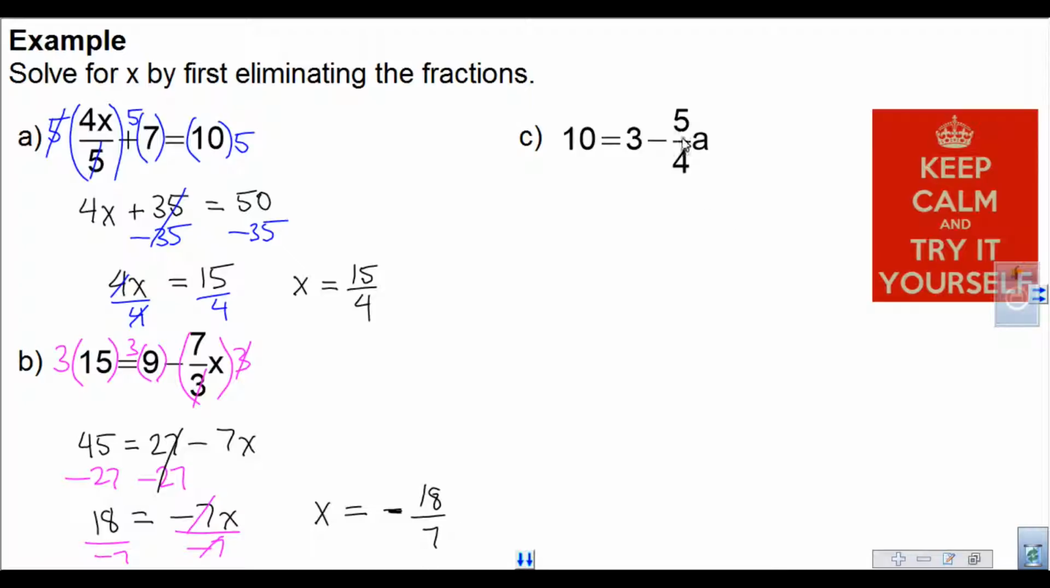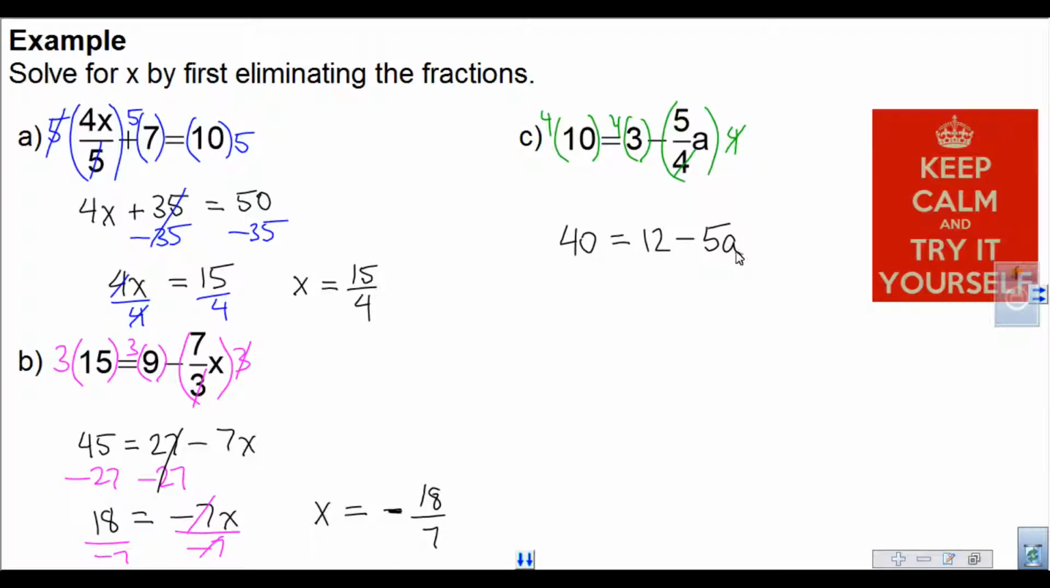Okay, so the 4 is the denominator, so we're going to multiply everything by 4 so we can get rid of it. Right? This 4 and this 4 will divide out. Okay, so let's write down what we have after all the multiplication. 4 times 10 is 40. That's equal to 4 times 3 is 12, and minus 5a. Okay, no more fractions. That's the good thing.